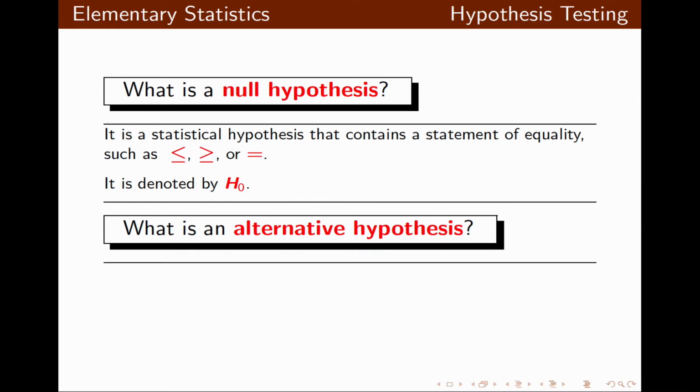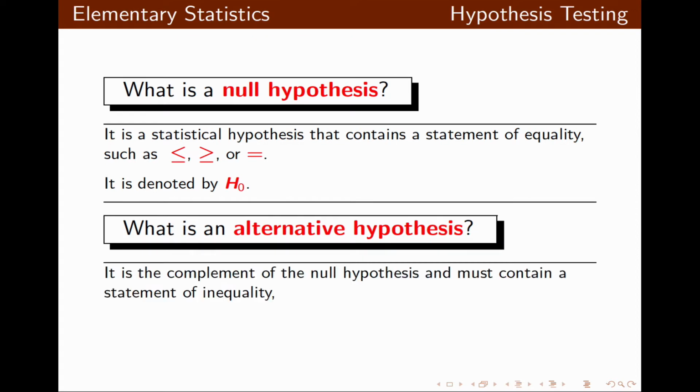Now, what is an alternative hypothesis? Alternative hypothesis is the complement of the null hypothesis and must contain a statement of inequality, such as greater than, less than, or not equal to. Now, it's common to use H1 to show alternative hypothesis, but sometimes we can also use HA for alternative hypothesis.